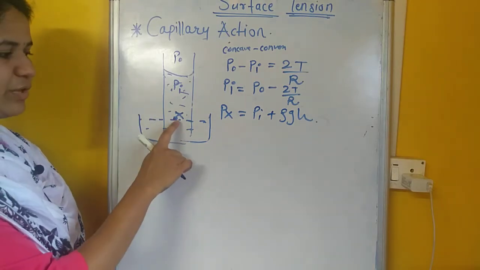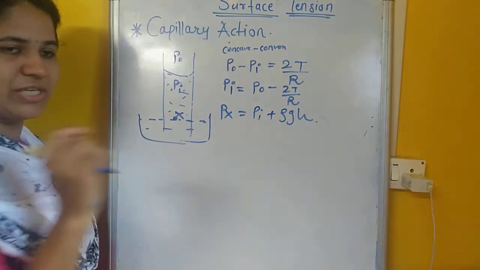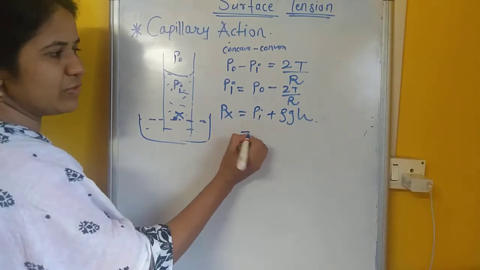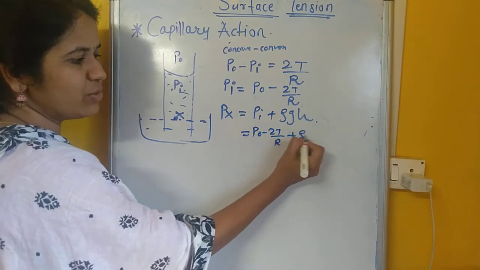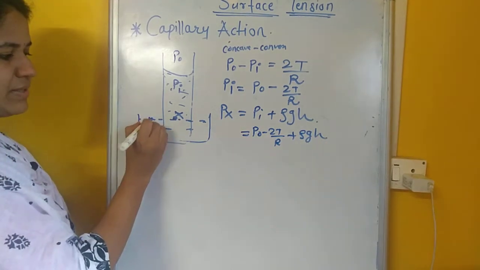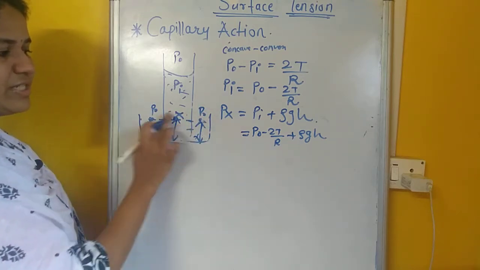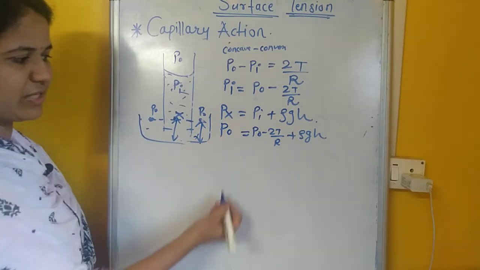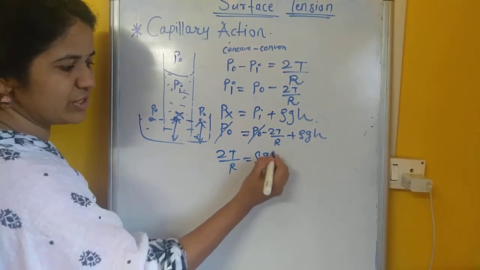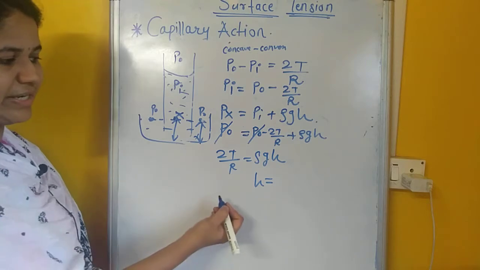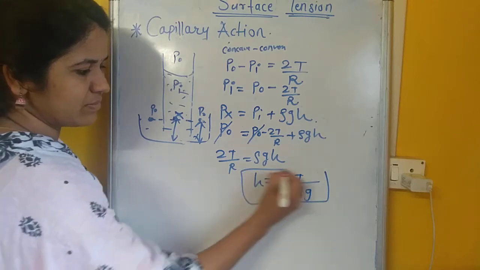So whatever point we have to calculate the pressure at, that pressure is equal to above pressure plus rho gh. Clear? Understood? So we will put this value of Pi here, P0 minus 2T by R plus rho gh. And what is Px? Which is at the same height, so it's again P0, atmospheric pressure. So P0 gets cancelled. 2T by R is equal to rho gh. So we get the equation of height, that is h equals 2T by R rho g. Okay.